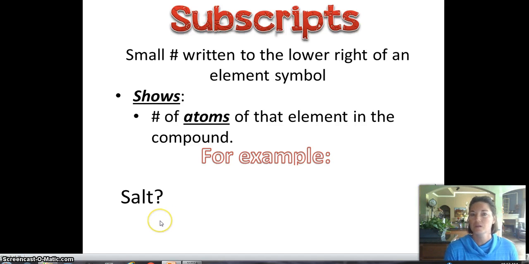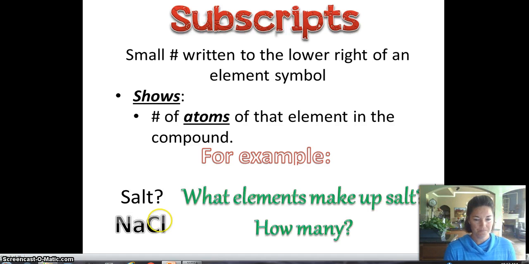If there's more than one atom of that element, they will tell you by using a subscript. Let's try this one. Remember salt, NaCl, sodium and chlorine are the two elements found in this formula. How many sodiums do we have?